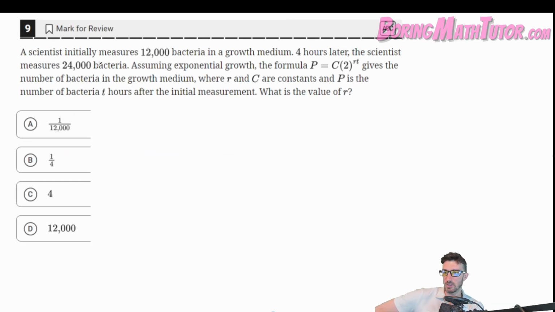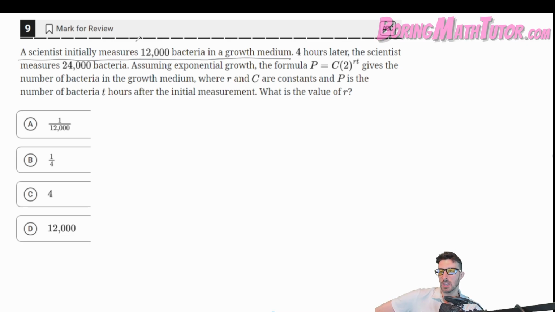Here we got a scientist that initially measures 12,000 bacteria in a growth medium. 4 hours later, the scientist measures 24,000. Assuming exponential growth, the formula P equals C times 2 to the RT gives the number of bacteria in the growth medium, where R and C are constants and P is the number of bacteria T hours after the initial measurement. What's the value of R? Okay, so we need to pay attention to the fact that they said initially it was 12,000.